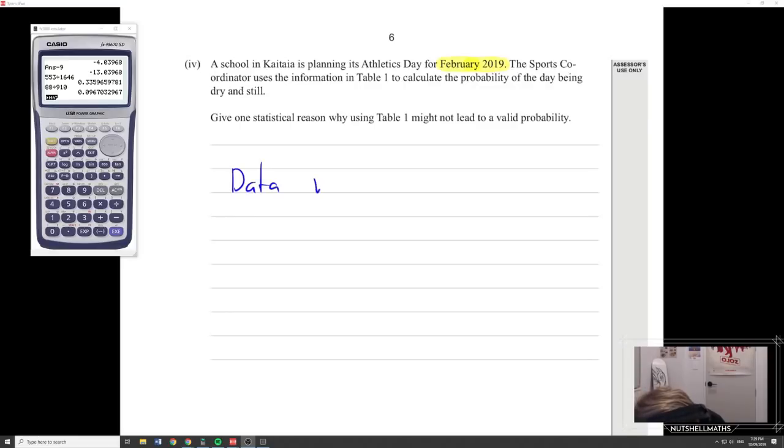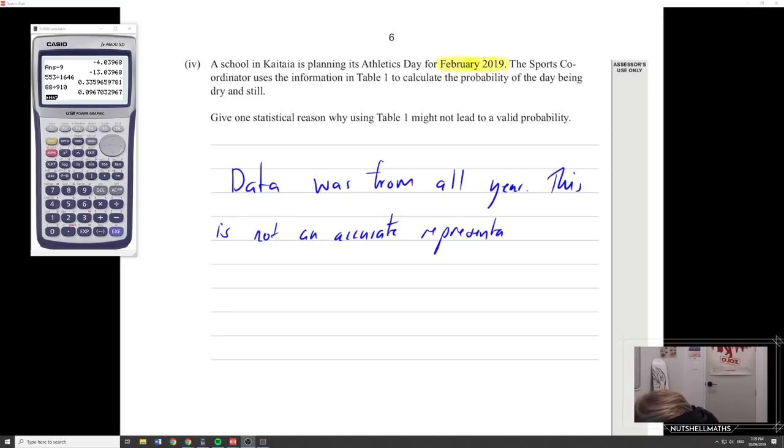Data was from all year. This is not an accurate representation of February. Oh, I can't spell. February. Okay.